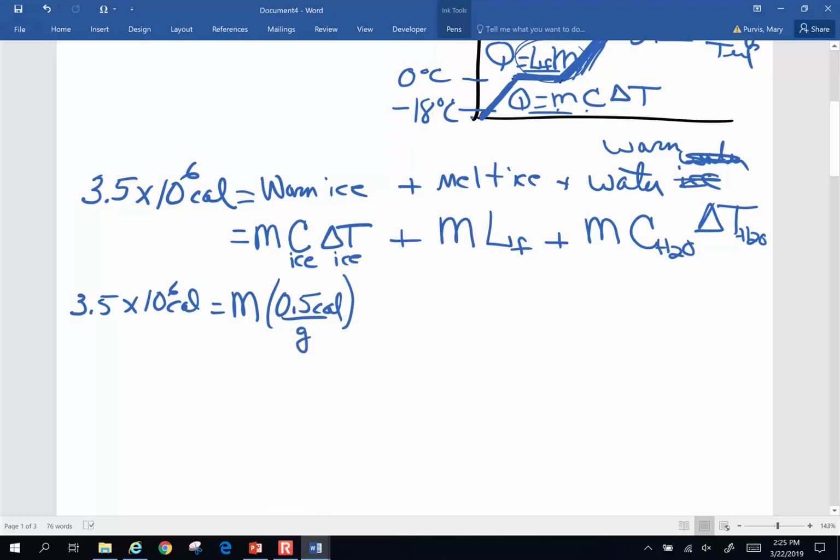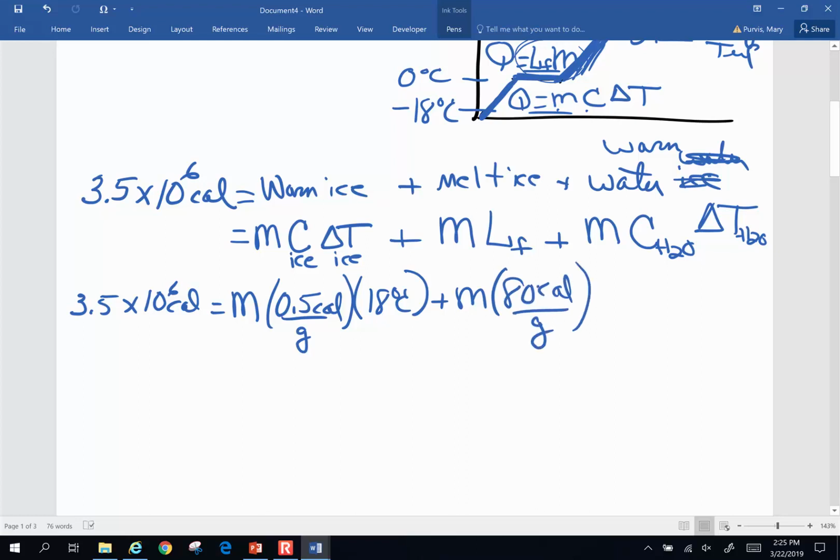The change in temp is going to be from minus 18 up to 0, because when it gets to 0, it stops being ice, and now it's going to be an ice-water mixture. So the change in temp of just the ice is 18 degrees Celsius. Plus mass, latent heat of fusion for water is 80 calories per gram.